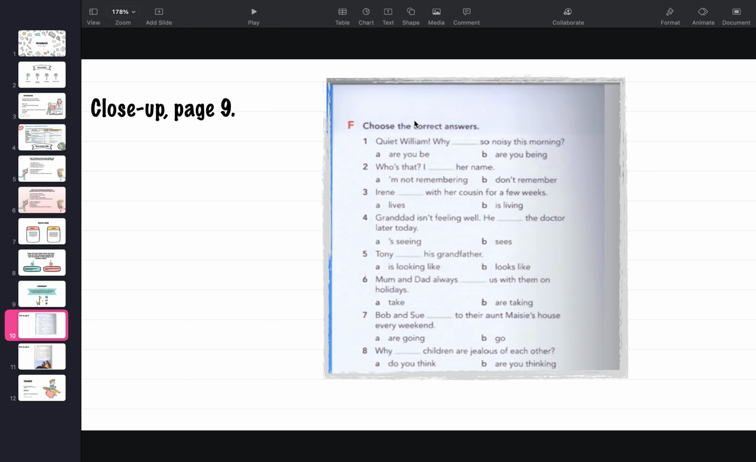Okay, this is the 9th page of your close-up book. Alright, exercise F. Please copy all of the questions.